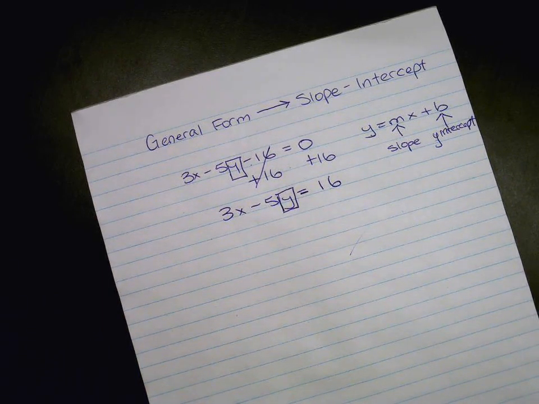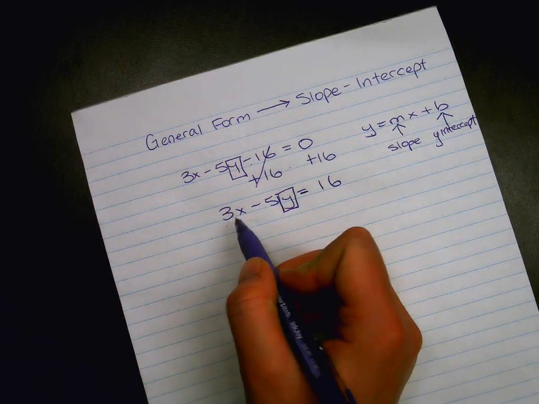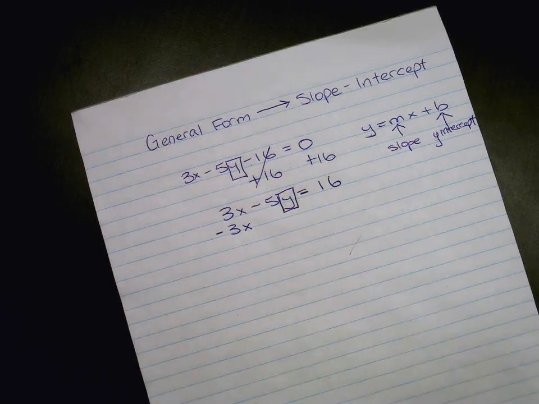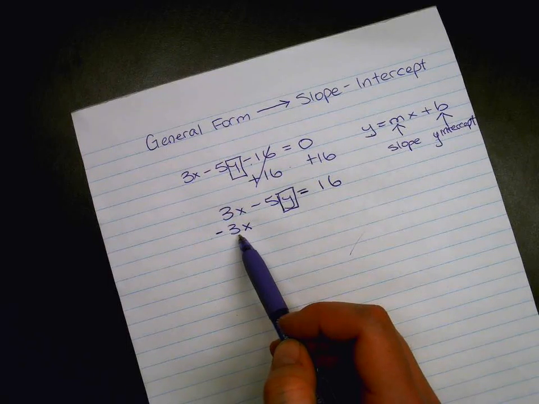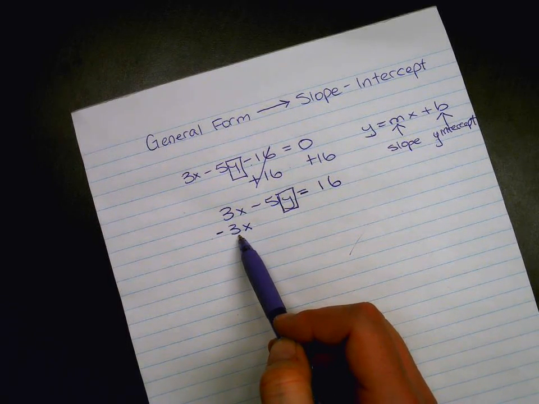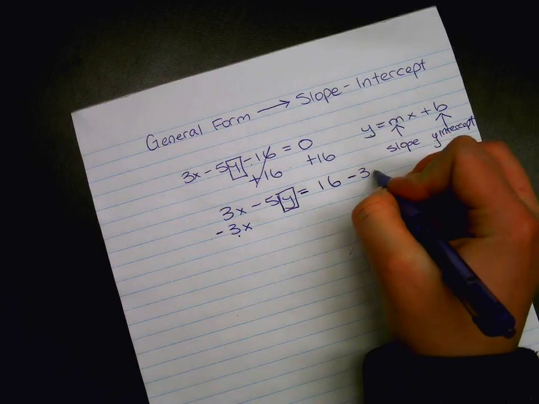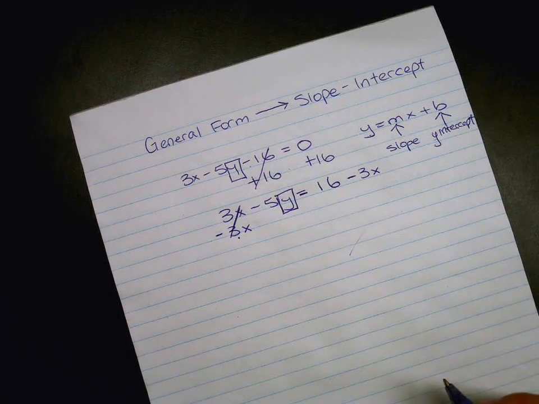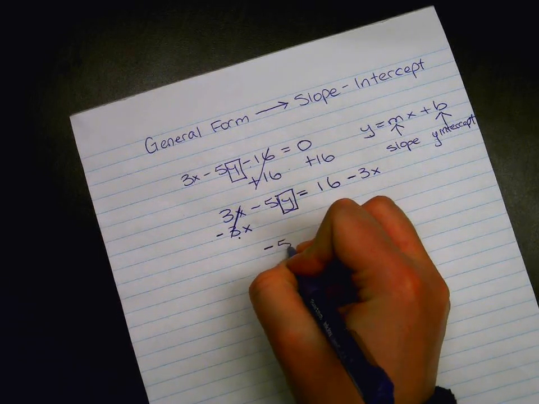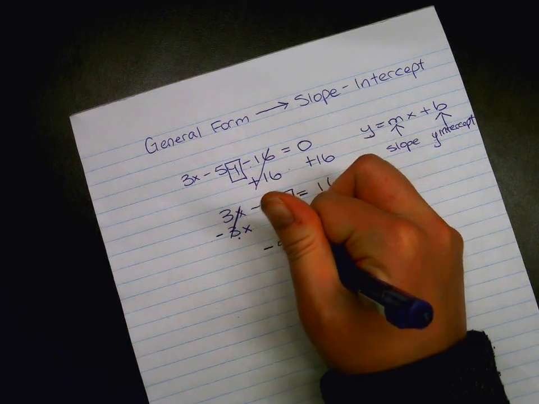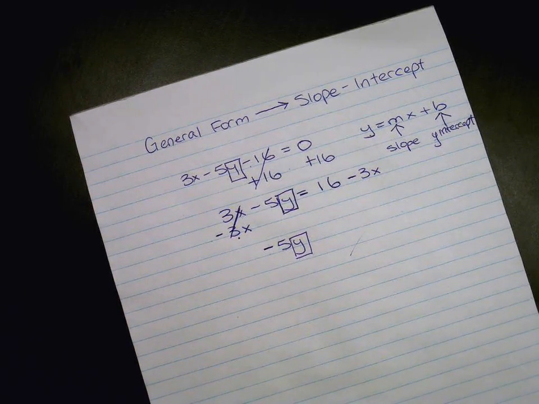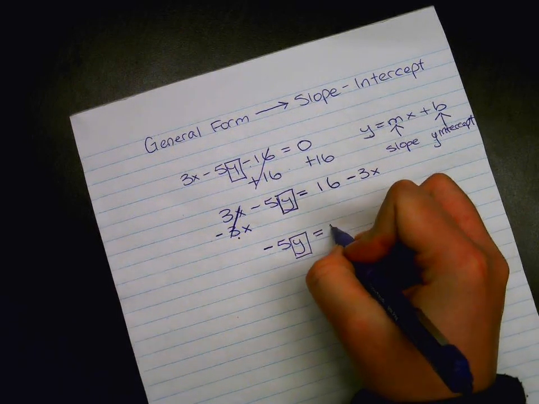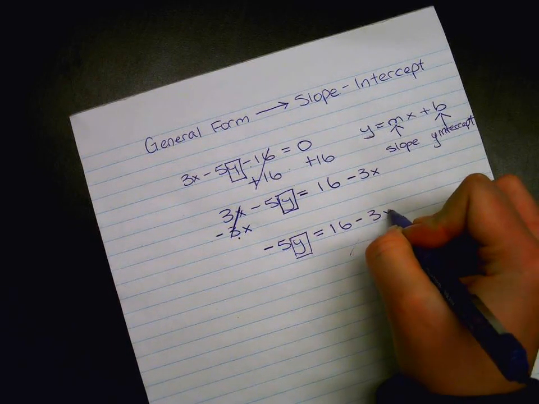Next, we want to move our 3x. The sign in front of the 3x is positive. The opposite of positive is negative, or subtract. Whatever I do to one side of the equal sign, I must do to the other side. So I'm going to subtract 3x on the other side. 3x minus 3x, there are no x's left on that side, but we have negative 5y remaining. We must keep our sign with our coefficient on the y. On this side we have 16 minus 3x.